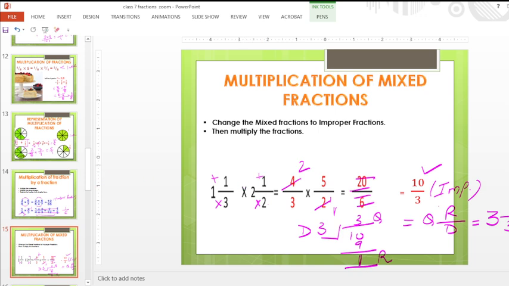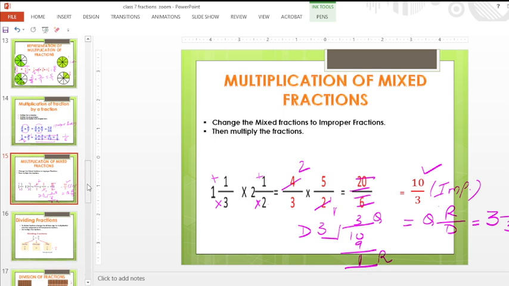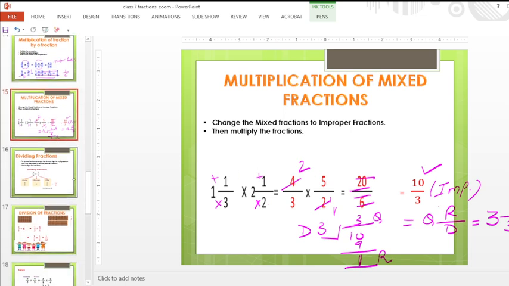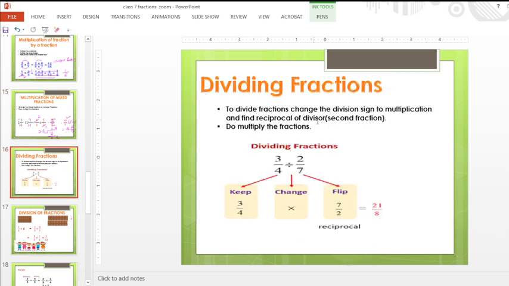You have to understand the concepts, plus you need to practice. These are the two things by which you will score full marks in the exam. Now the last segment of this is dividing fractions.